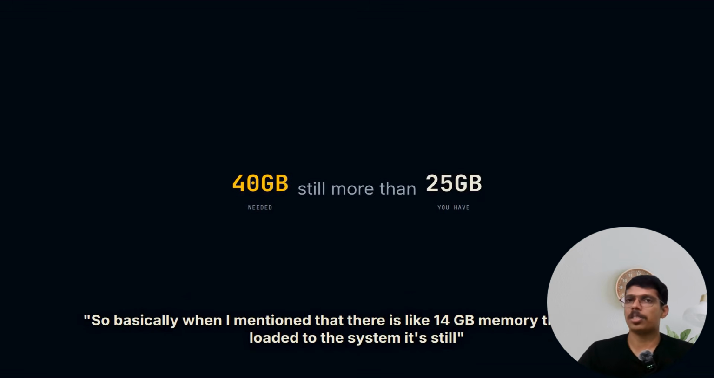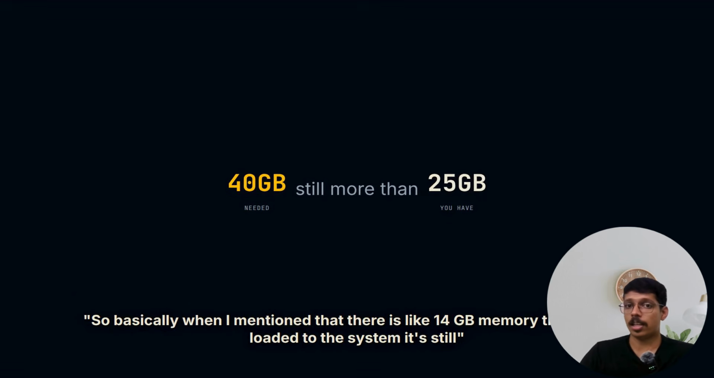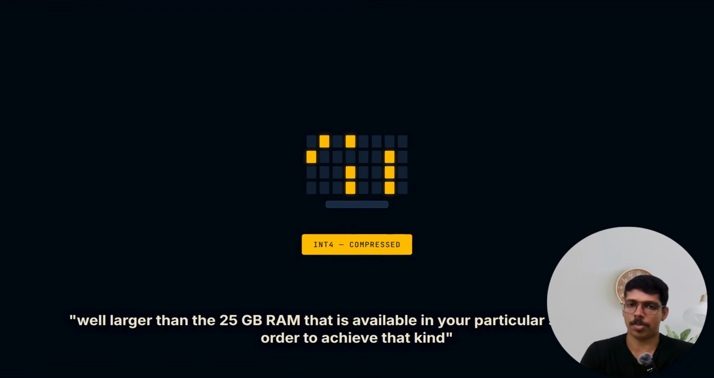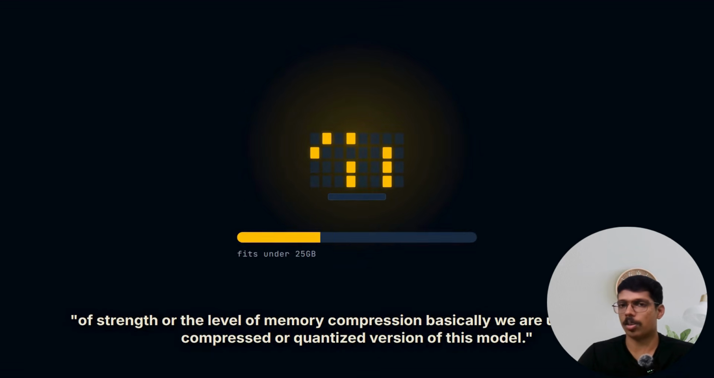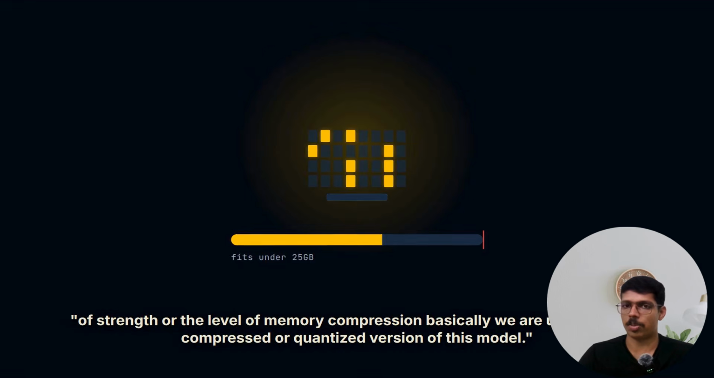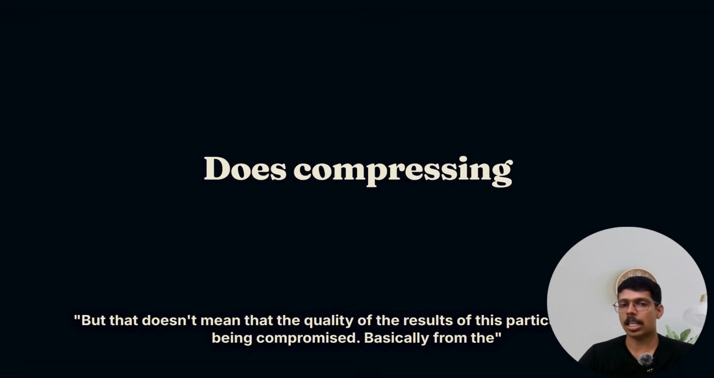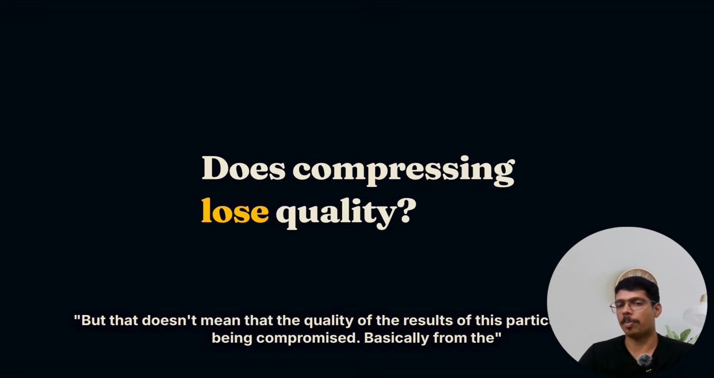So basically, when I mentioned that there is like 40 GB of memory being loaded to the system, it's still way larger than the 25 GB of RAM that is available in your system. So in order to achieve that level of memory compression, we are using an Int4 compressed, or quantized, version of this model. But that doesn't mean that the quality of the results of this model is being compromised.